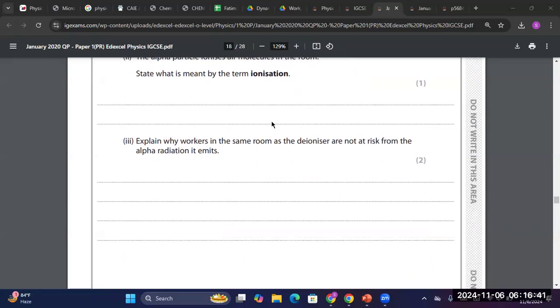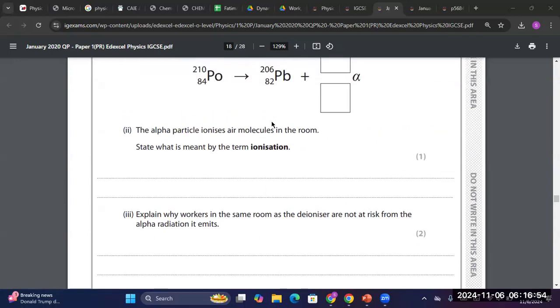Now they're saying explain why workers in the same room as the deionizer are not at a risk from the alpha radiation it emits. So this deionizer is producing alpha radiation. So workers who are working in the same room are not at a risk. Why? Viraj, can you tell me why the workers are not at a risk? Alpha particles do not travel that far.